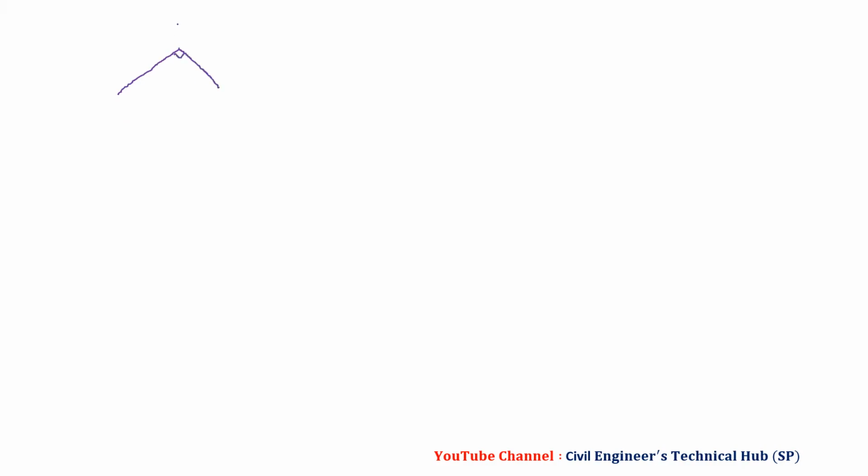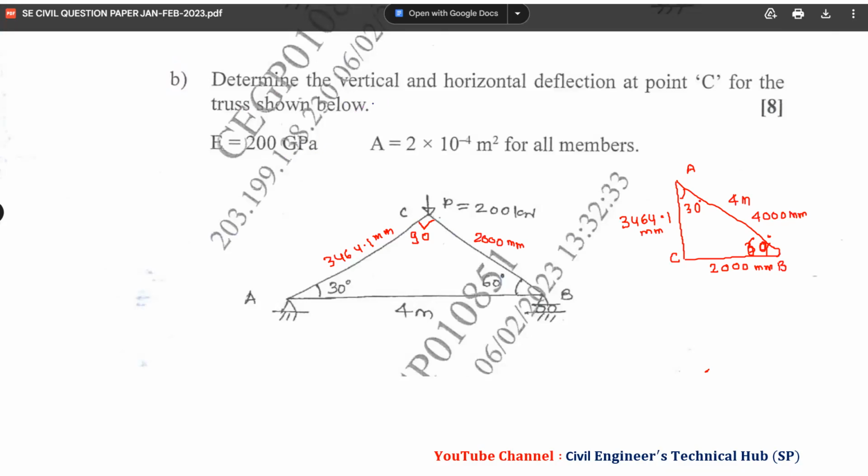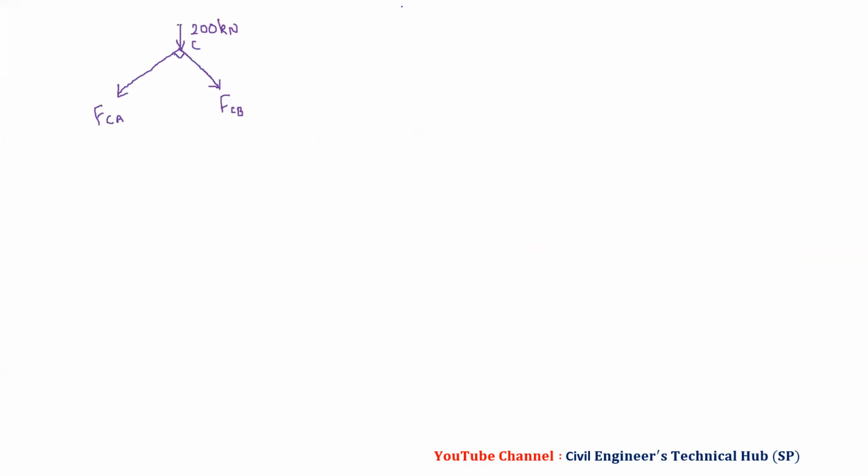This angle is 90. We have a load on this, equal to 200 kilonewton. This is C. The force in this member is FCA, and the force in this one is FCB. Now you can see, if I draw a horizontal line at C, this angle becomes 30 degrees and this angle becomes 60 degrees. So I will plot these angles by drawing this horizontal line.